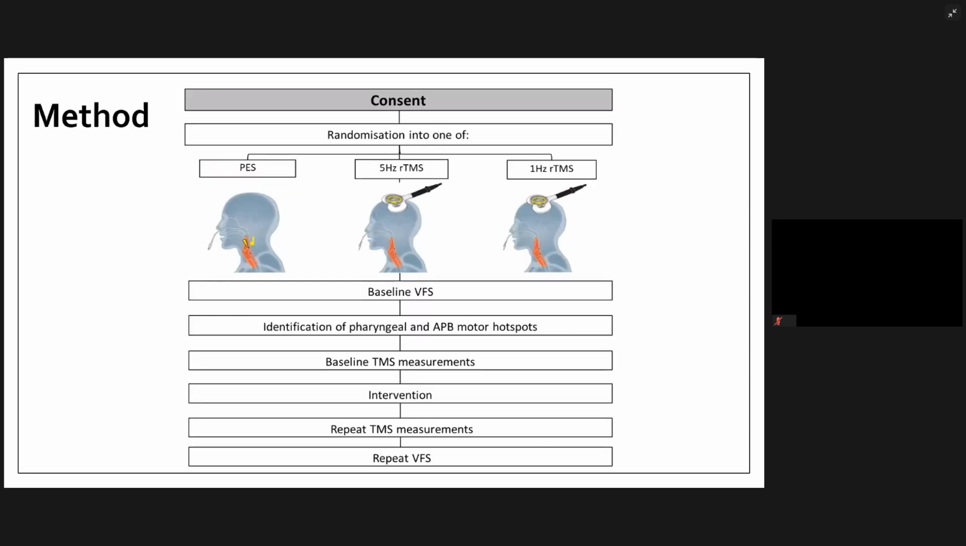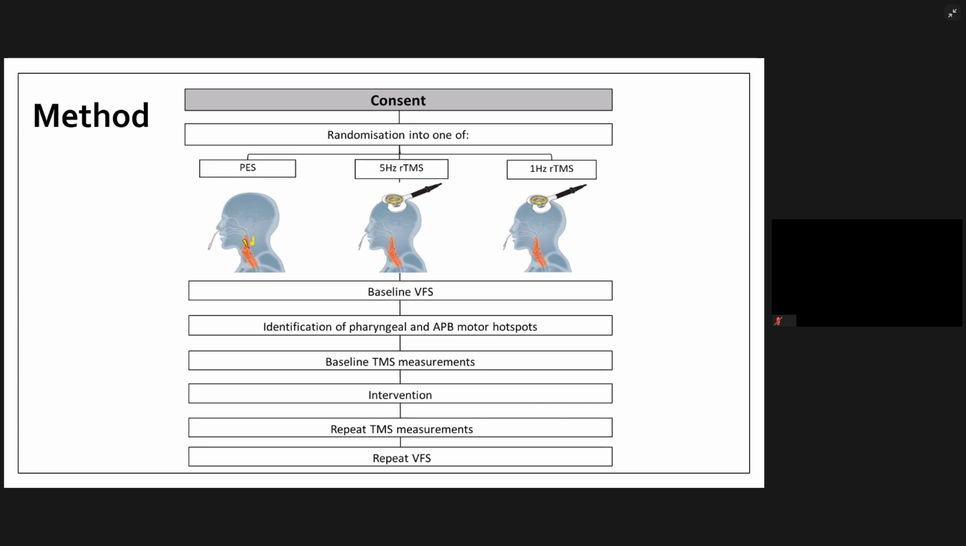We had 3 main outcome measures. The first was penetration aspiration score obtained from video fluoroscopic or VFS recordings. The second was swallowing timing data, also obtained from VFS recordings. And the third was cortical activity, which was measured using single pulse transcranial magnetic stimulation or TMS, from which motor evoked potential amplitudes were obtained and used as surrogate measures for cortical activity.